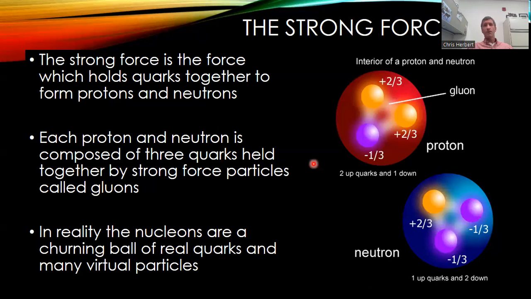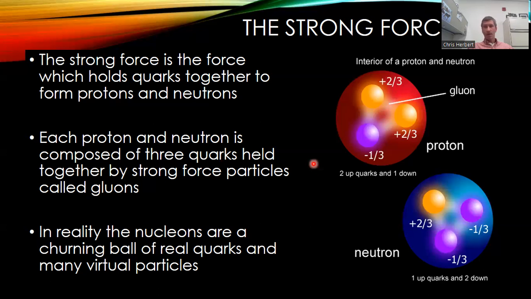But the quarks themselves, for protons and neutrons, are the up quark and the down quark. The proton has 2 up quarks, which have a partial charge of plus 2/3 e, and a down quark of a charge of negative 1/3 e. And the neutron has 1 up quark, plus 2/3, and then 2 down quarks, minus 1/3 each.